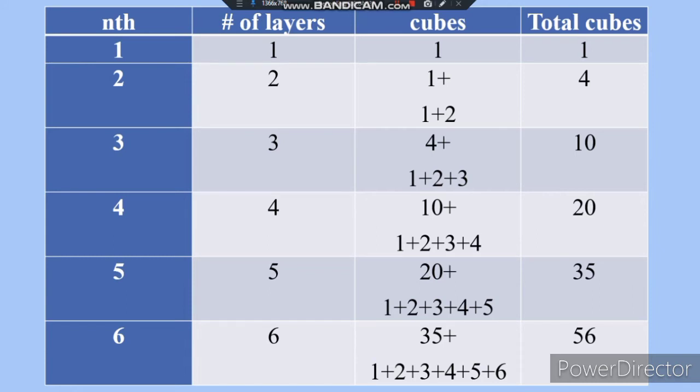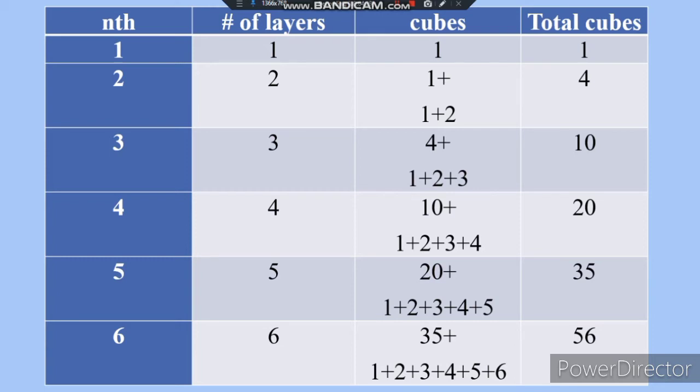So, sa first sequence, meron tayong 1 layer, and then yung cube natin is 1. So, yung total number ng cubes natin is 1. So, sa second sequence, meron tayong 2 layers. So, magkakaroon ng 1 plus, ito yung galing sa total number ng first sequence. Then, since ito siya, magkakaroon ng 1 plus 2. Kaya, 1 plus 1 plus 2 is equal to 4.